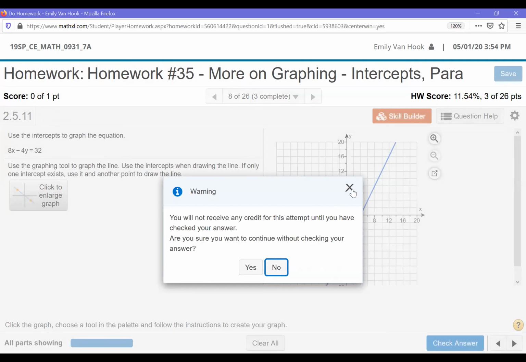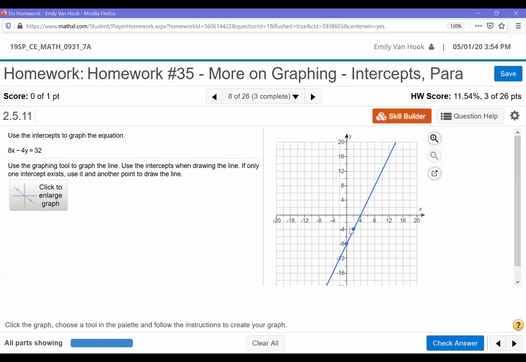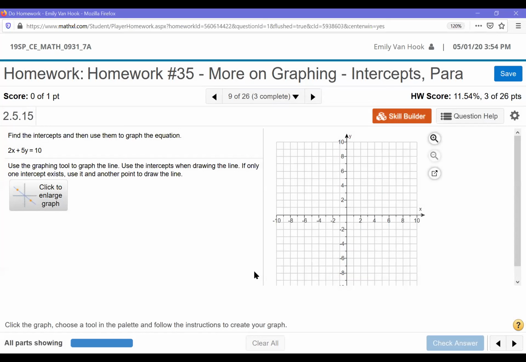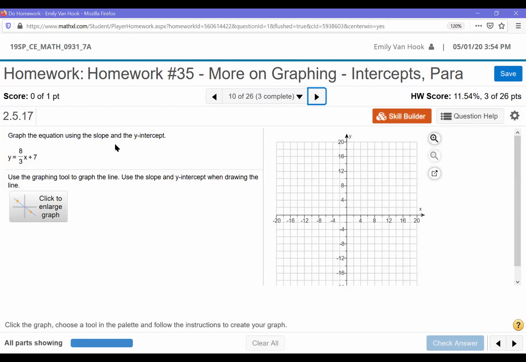Oh yeah, I had started this one. And see, I did it using the slope and I got it wrong. Yes, I know. Find the intercepts. There we go. Okay, so number 10 on your homework 35, this is the first one that's going to ask you to graph using the slope and the y-intercept. So take a look at this one.